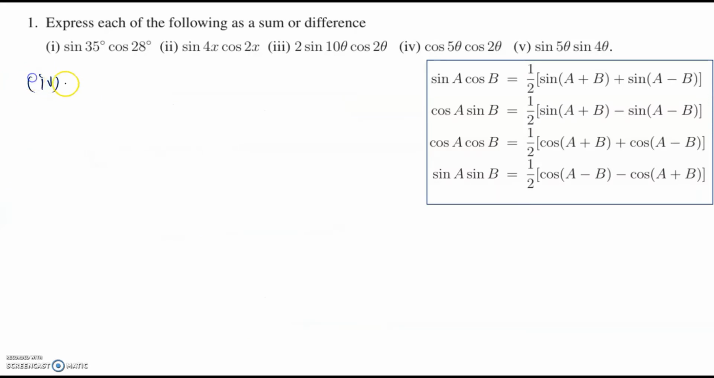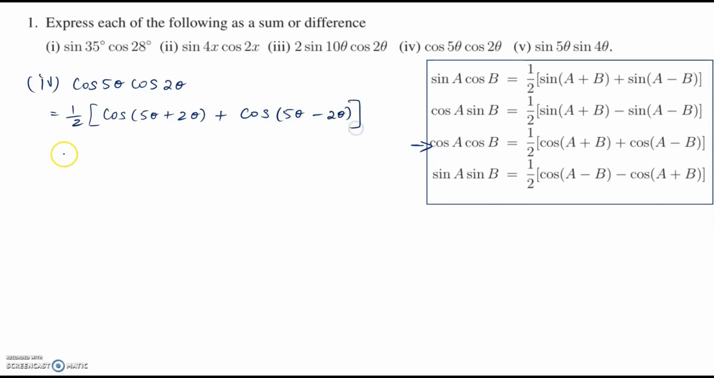Question number 4. We have cos 5 theta cos 2 theta. For this we will be using the third formula. So this is equal to half into, our A is 5 theta, B is 2 theta. So cos A plus B would be 5 theta plus 2 theta, plus cos 5 theta minus 2 theta, because it's A minus B. So your answer will be half of cos 7 theta plus cos 3 theta.